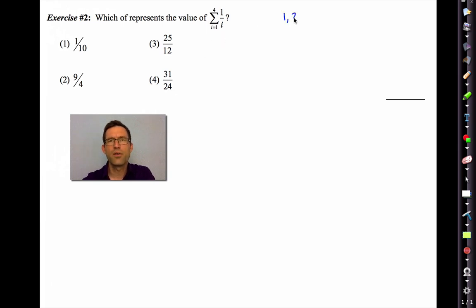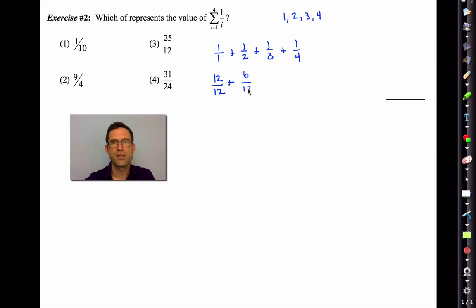We got to put in 1, 2, 3, and 4. So it looks like I've got 1 divided by 1, plus 1 divided by 2, plus 1 divided by 3, plus 1 divided by 4. Right? Now I could do it on my calculator. I can also get a common denominator. It's going to be 12. So I'd have 12 twelfths plus 6 twelfths plus 4 twelfths plus 3 twelfths, 18, 22, 25 twelfths.